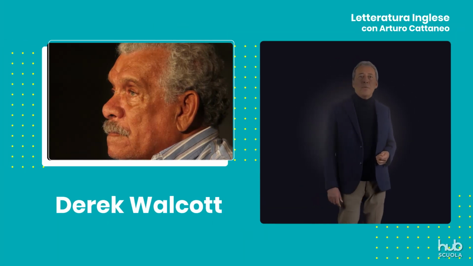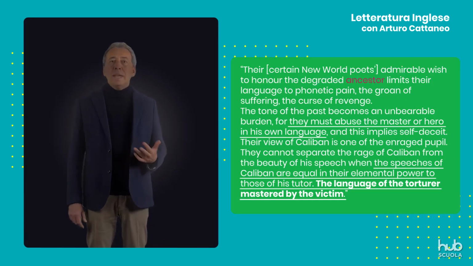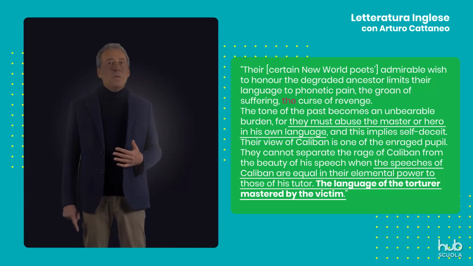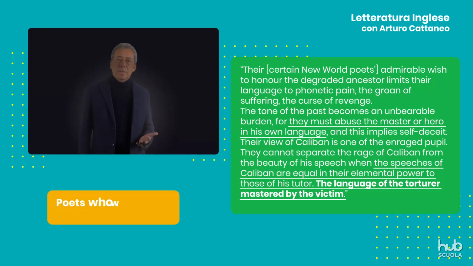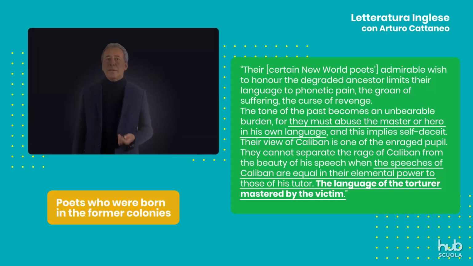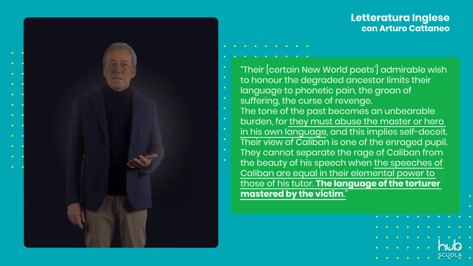Let us now see the words of another famous writer, the Nobel Prize winner Derek Walcott. In 1974, he wrote, in The Muse of History, "Their admirable wish to honor the degraded ancestor limits their language to phonetic pain, the groan of suffering, and the curse of revenge." Here Walcott is saying some New World poets, poets who were born in the former colonies, in their admirable wish to honor their ancestors, insist on the damages brought about by colonialization, but in doing so, they limit their poetic power and strength to the phonetic pain, the groan of suffering, and the curse of revenge.